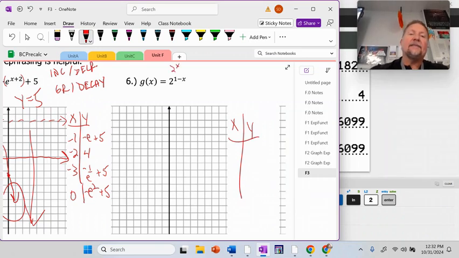Compared to 2 to the x, this is a y-axis reflection and 1 right. But I don't need any of that. What do I plug in first for x? 1. 1 minus 1 is 0. 2 to the 0 is 1.